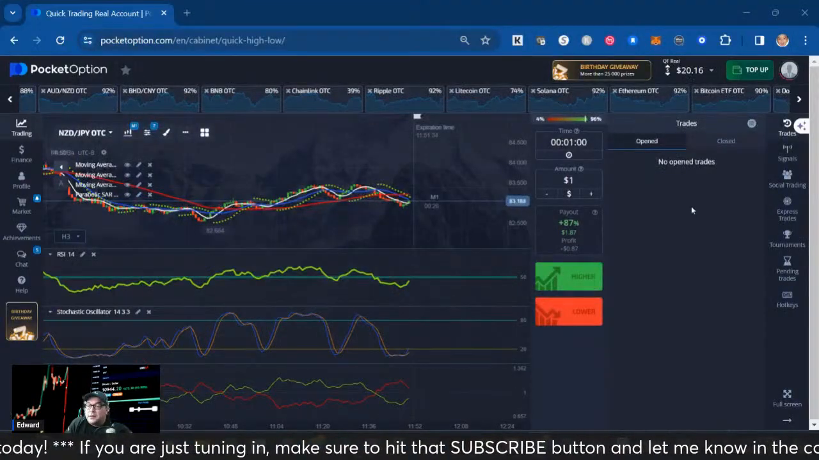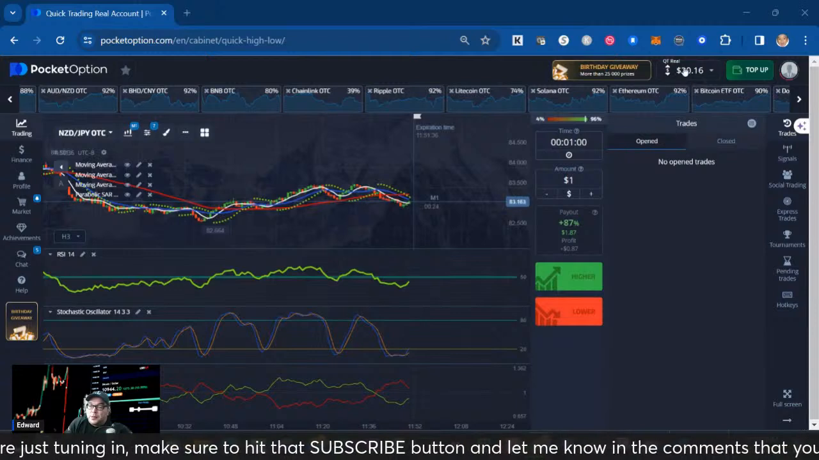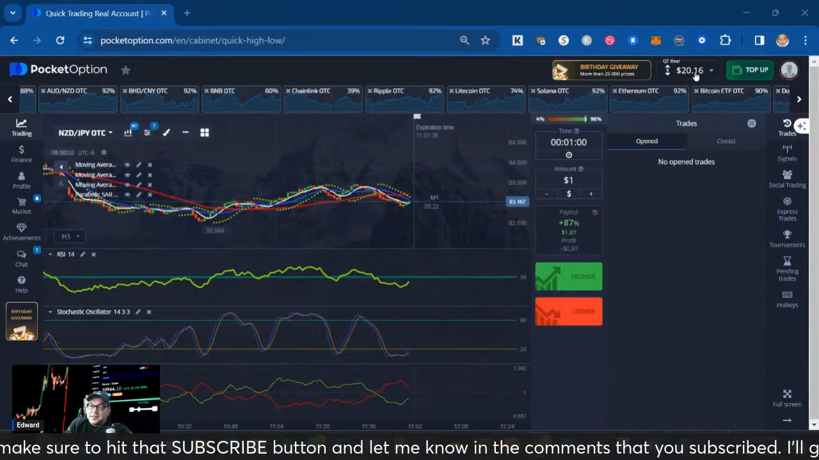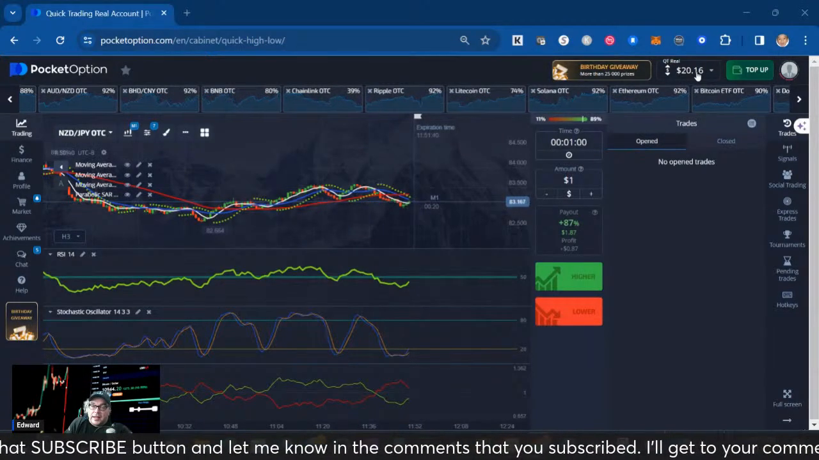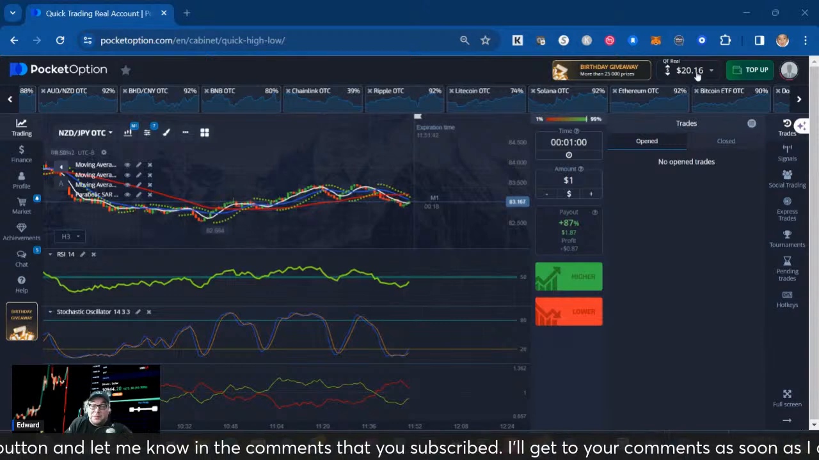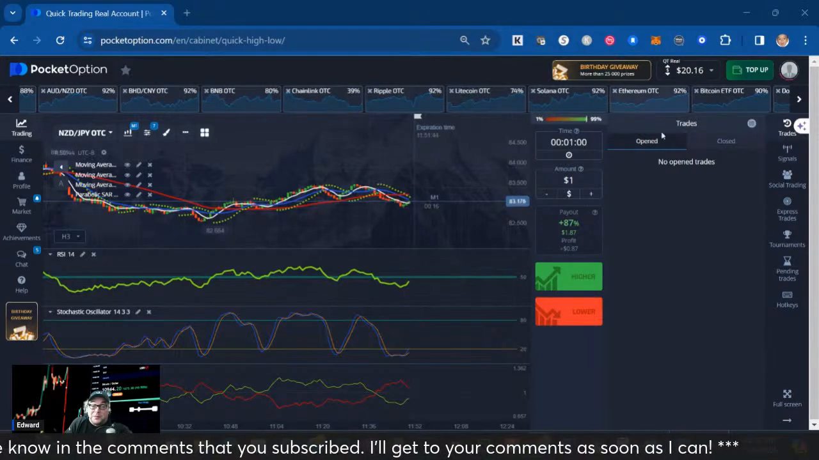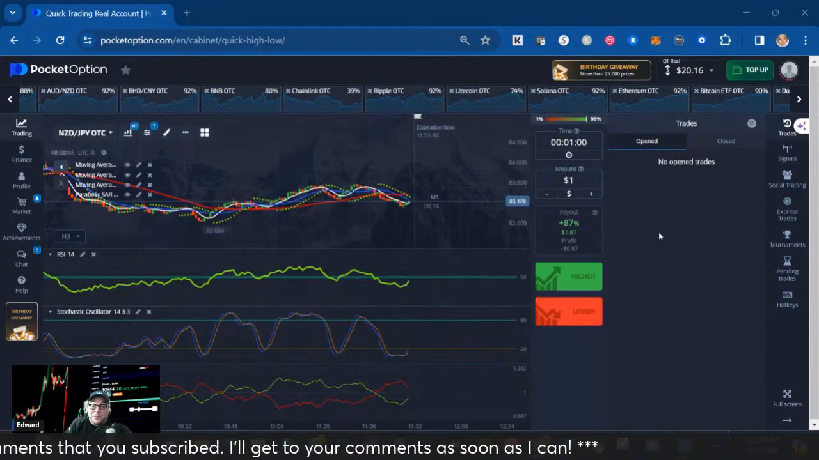All right. So I have $20.16. The 16 cents was from my last session, which was absolutely brutal. And so let's go ahead and get started and see if we can find ourselves a successful trade.